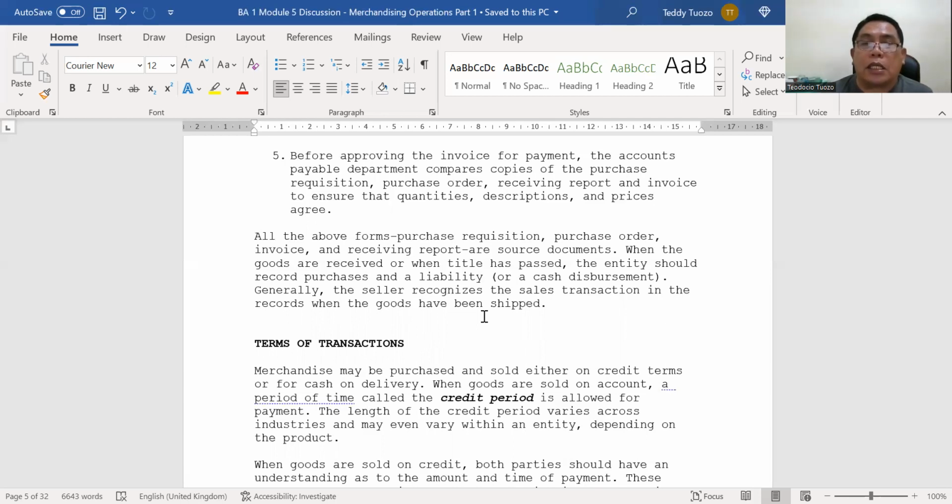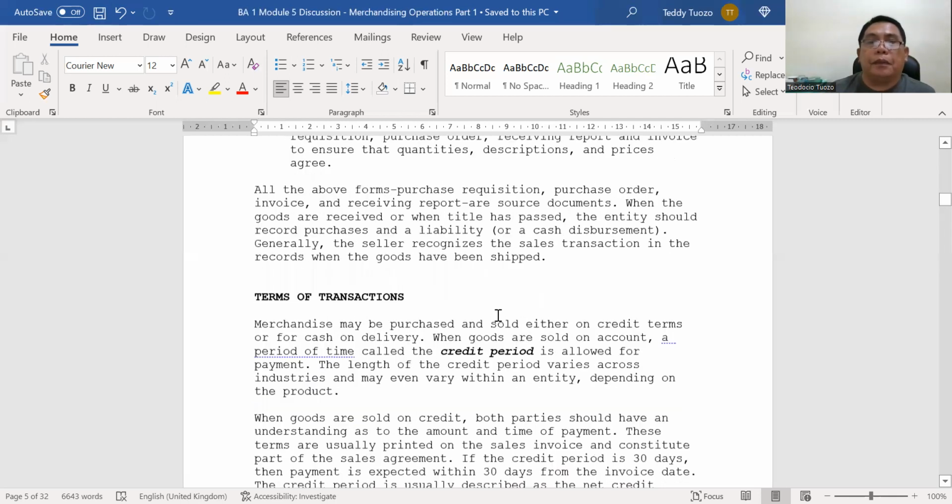Generally, the seller recognizes the sales transaction in the records when the goods have been shipped. Usually, they will recognize the start of the obligation when the goods are already shipped and received by the buyer, no?